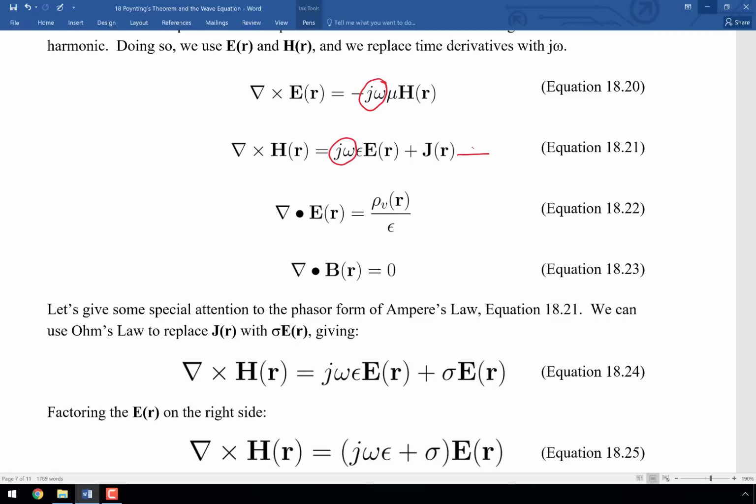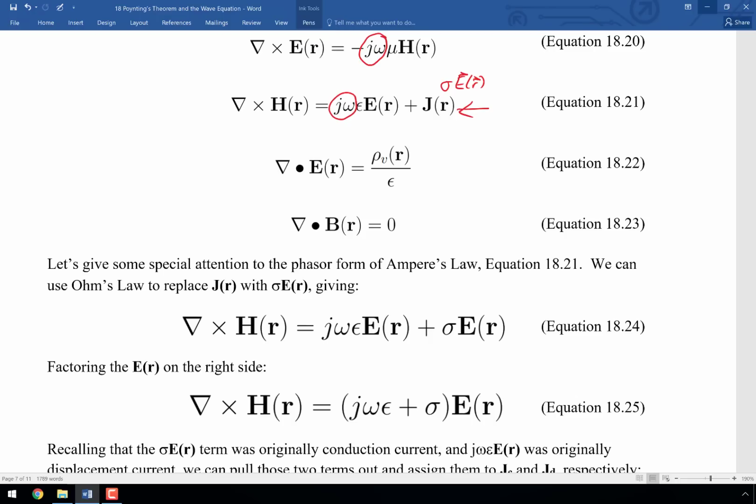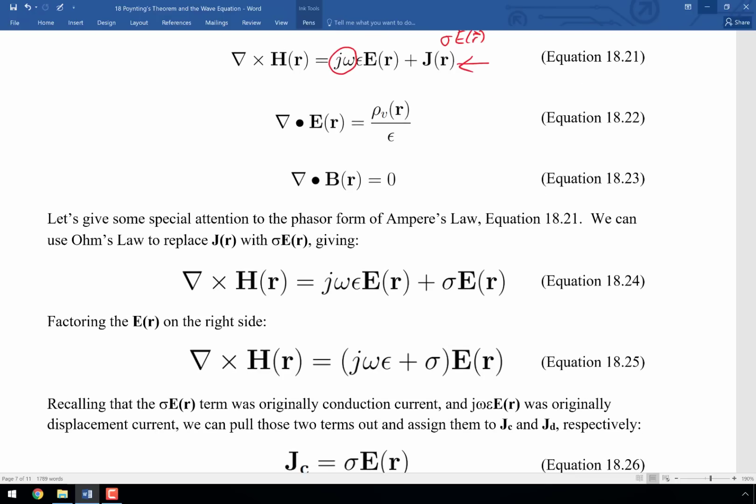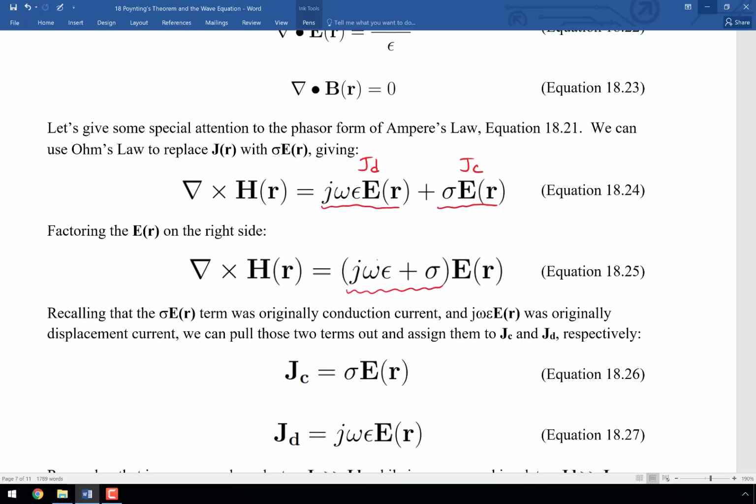So this equation right here, equation 18.21, notice that we can replace the J of r with sigma times E of r using Ohm's law. Now the right-hand side has two terms with an E of r in them, so we can factor E of r out of both of them, and we end up with an expression that is very interesting. It has j omega epsilon plus sigma. Let's remember that this term right here is the conduction current, and this term originally came from the displacement current. So I'm going to explicitly label those in two additional equations, where the conduction current is sigma times E, and the displacement current is j omega epsilon times E.